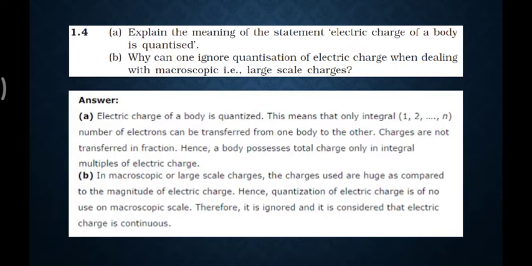What should the meaning be? Electric charge on a body is always quantized, which means it is always an integral multiple. One, two, three, four, or n number of electrons can be transferred from one body to another body. The charge is not transferred in a fraction.